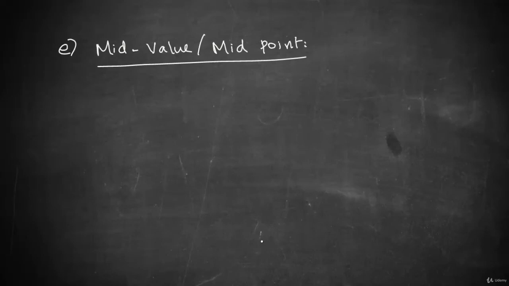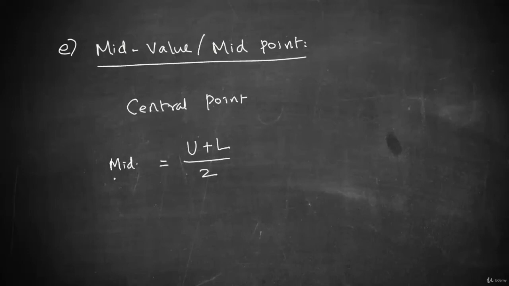The next point is mid value or midpoint. This mid value or midpoint is nothing but the central point of the class interval. So how do we get this midpoint? Midpoint we can get by adding the upper limit and lower limit, then dividing the sum by 2. So midpoint is nothing but upper limit plus lower limit divided by 2.